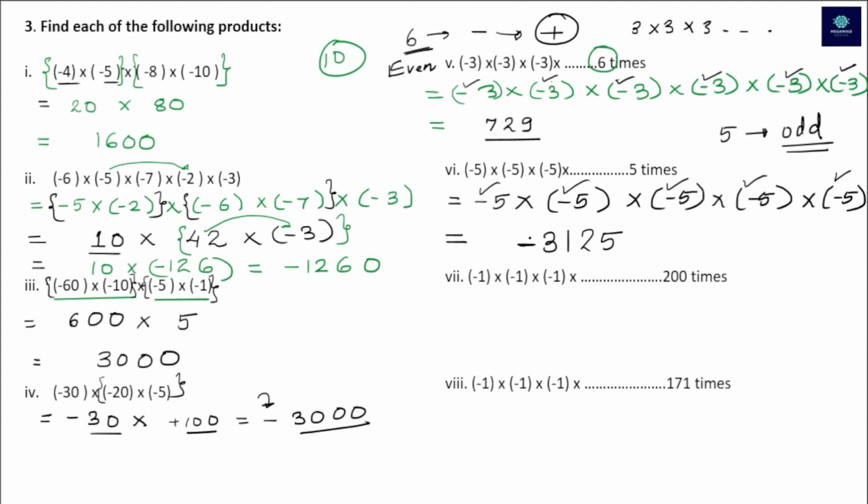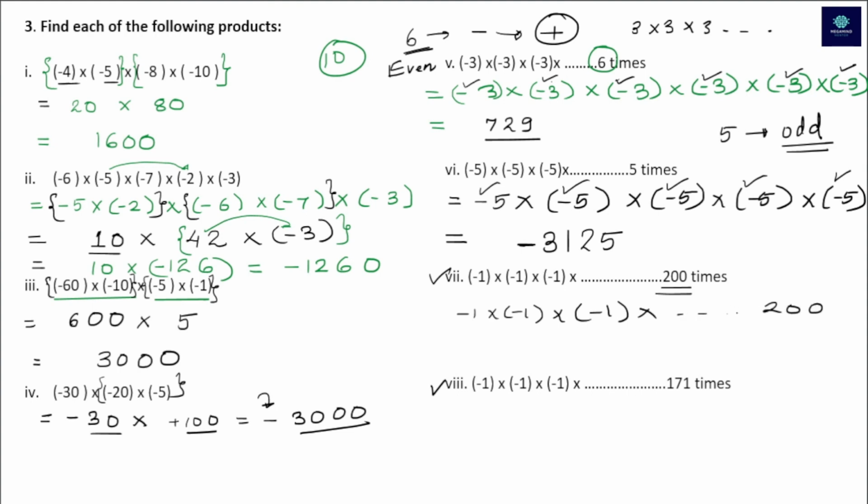If you have an odd number of minus signs getting multiplied, your product will have that minus sign in it. Now coming to questions number 7 and 8. These are the two questions which are mostly asked in the examination, and let us see how we can do it. Here minus 1 is to be multiplied 200 times, right? It means minus 1 into minus 1 into minus 1, till 200 times, you have to multiply this.